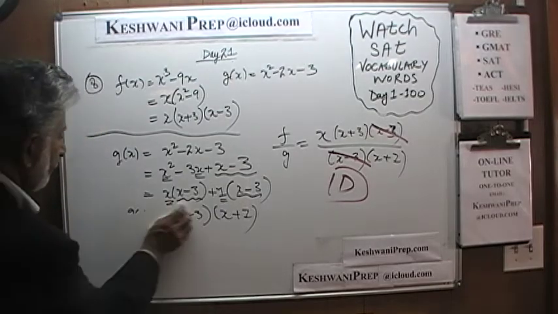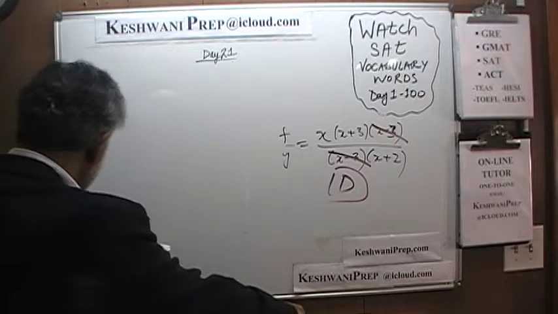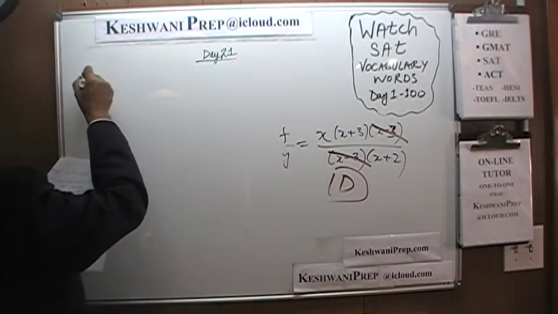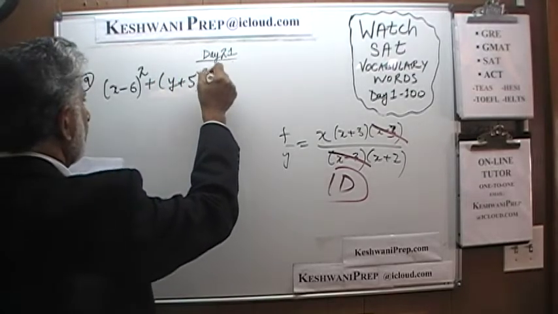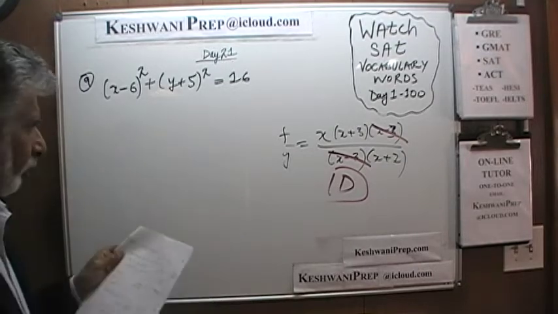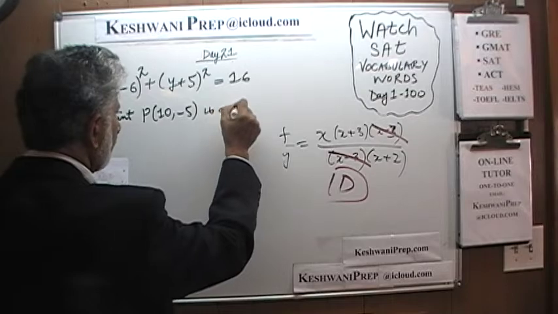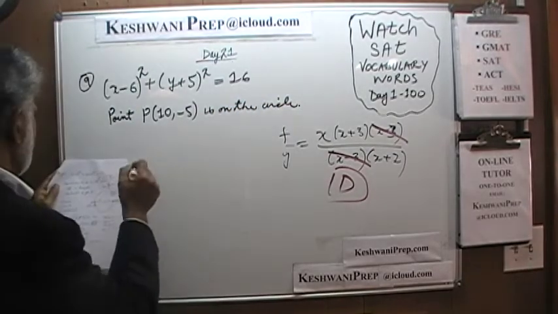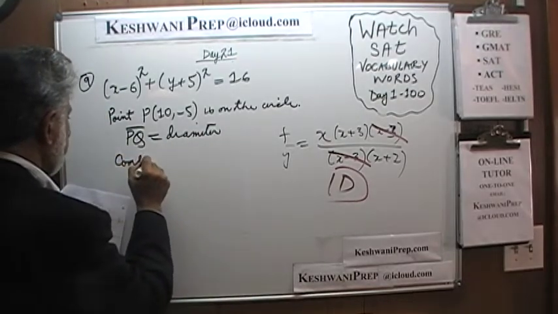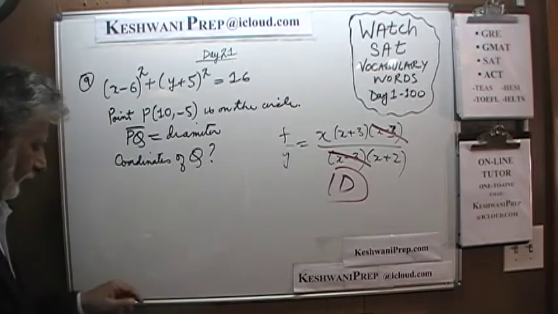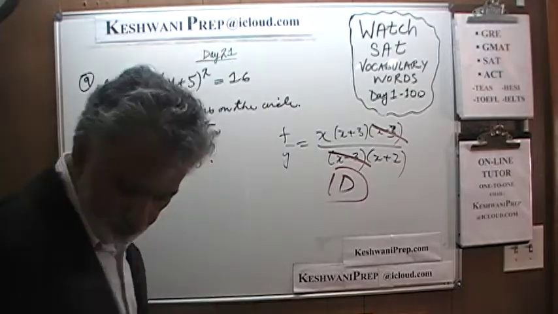Let's take a look at number 9. Well, number 9 is a geometry problem. We are given an equation of this circle, and we are also told that the point P has the coordinates of 10 and negative 5 and is on the circle. We are also told that the distance PQ is the diameter. The question is, based on the fact that distance P to Q is the diameter, and given the equation of the circle that we have, what are the coordinates of point Q? Let's find out, shall we? That can be difficult.